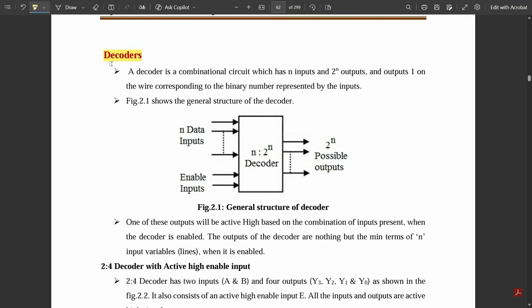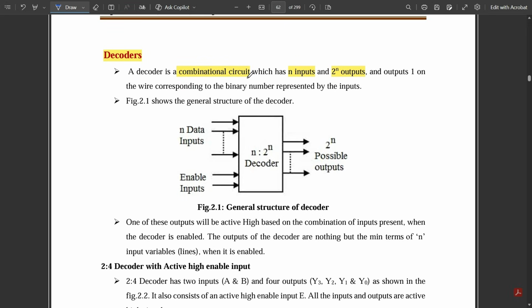First let us see what we mean by a decoder. A decoder is a combinational circuit. It is a combinational circuit because it consists of a combination of inputs and outputs, and the functioning takes place based on the interrelationship between inputs and outputs. This combinational circuit has n inputs and 2 to the power n outputs. These two terms you need to remember very carefully. For example, if you take the value of n as 1, then 2 to the power 1 is 2, so it would consist of one input and two outputs. This is the basic order of the decoder which you need to remember.